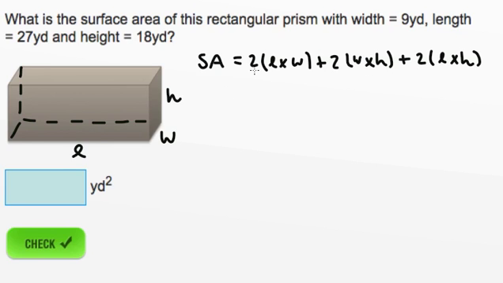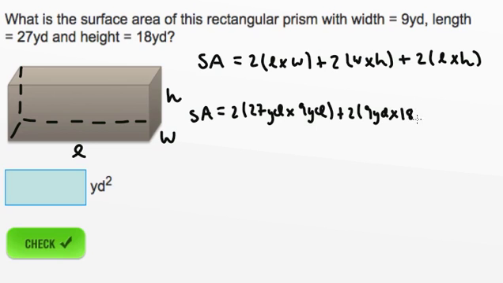Now all we have to do is plug in the values of the width, length, and height. If we do this, we'll see that the surface area equals 2 times 27 yards times 9 yards plus 2 times 9 yards times 18 yards plus 2 times 27 yards times 18 yards.